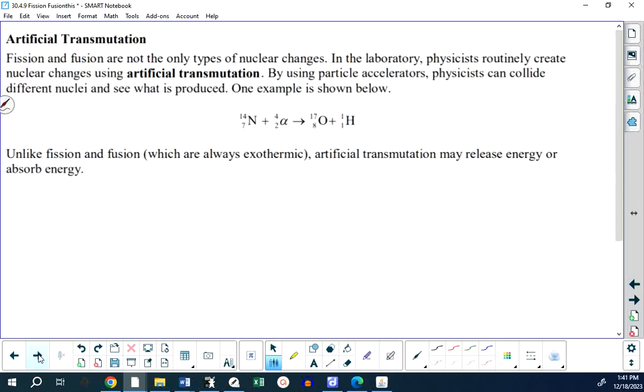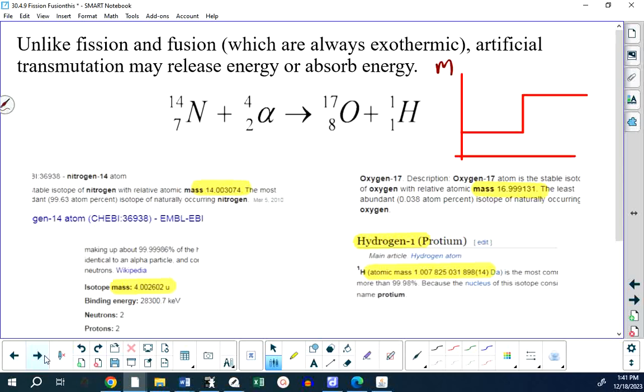And I never used to do this, but a student had asked one year, is that example you just gave us, this nitrogen thing, is it endothermic or exothermic? And I said, I don't know. So we looked up the masses of all of these. These two masses on the right are the masses of the oxygen-17 and the hydrogen-1, which is just a proton, by the way. These two masses are the masses of the nitrogen and the helium nucleus, or alpha particle.